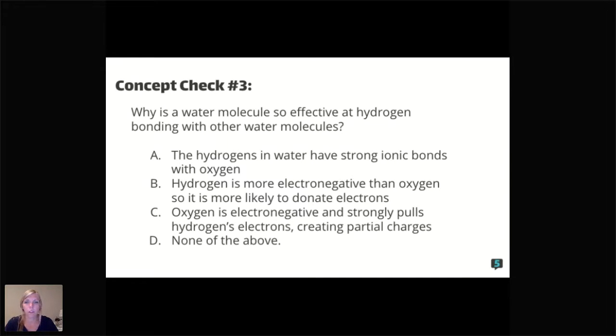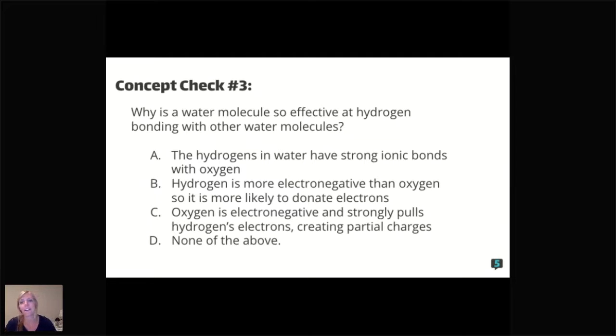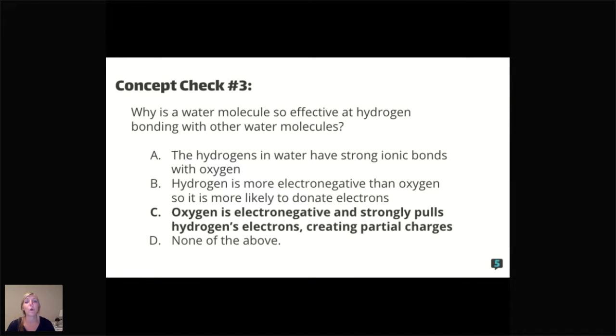So why is a water molecule so effective at hydrogen bonding? Okay, we've got some C's, some D's. So the answer is C. Oxygen is electronegative, so this is why hydrogen bonding can even happen. The fact that oxygen is electronegative creates partial charges. Without those partial charges, hydrogen bonding would not happen, right? This would just be a neutral molecule hanging around, not forming water. We would just have individual water molecules everywhere. We wouldn't actually have water that we know today. So it's the electronegativity of oxygen that allows that to happen.